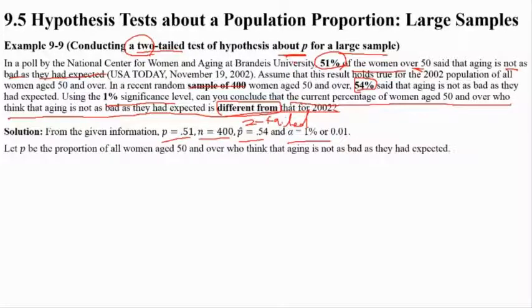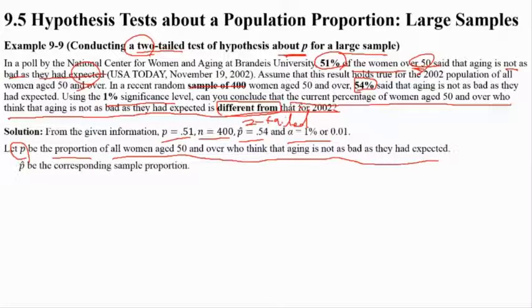All right, so what do the sample and the population proportion mean? We already mentioned here, the mean is the proportion: all women age 50 and over who think aging is not as bad as they had expected. They mention that here, right? And then P hat, the corresponding sample proportion. Because this is the population proportion, and this one is the sample proportion. It's different.